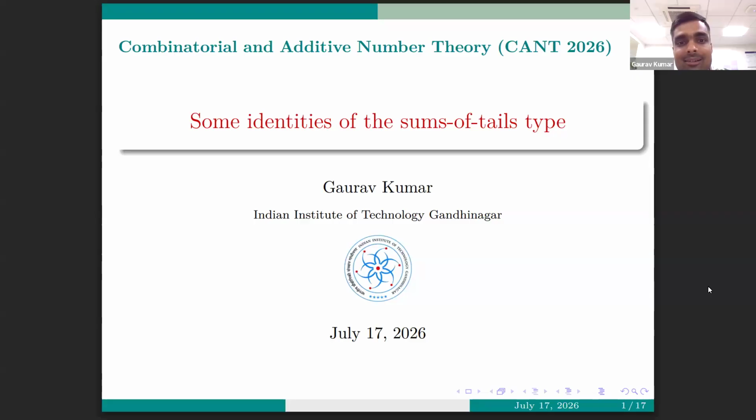Hi everyone, I'm Gaurav Kumar. I'm a first year PhD student at IIT Gandhinagar, and this is my joint work with my PhD supervisor, Professor Atul Dixit, and Aviral Srivastava. So I'll be talking about some identities of the sums of tails type.